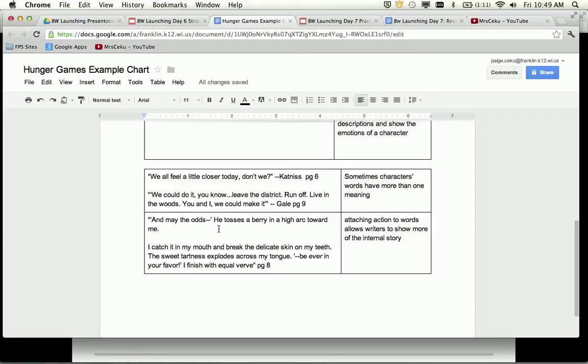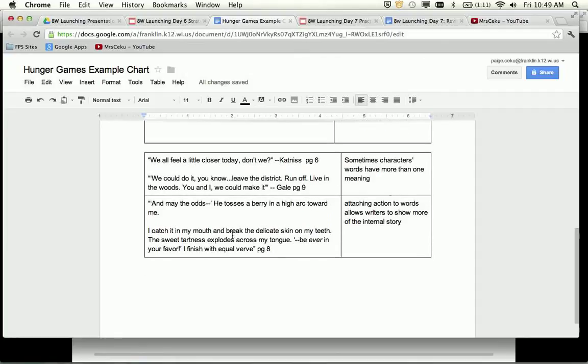"And may the odds," he tosses a berry in a high arc toward me. "I catch it in my mouth and break the delicate skin on my teeth. The sweetness, tart, explodes across my tongue. 'Be ever in your favor,' I finish with equal verve." So, Gale is saying, "may the odds," and down here, Katniss answers him by saying, "be ever in your favor." Over here, the strategy is attaching action to words allows writers to show more of the internal story.